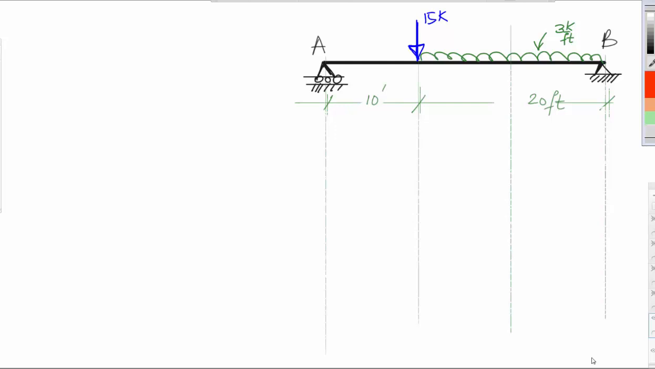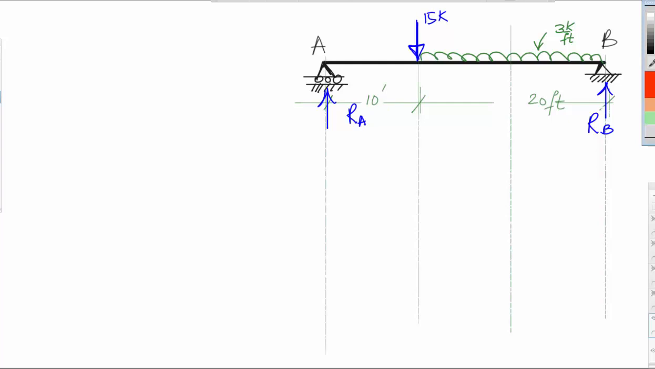In this example, we'll draw the shear force diagram and bending moment diagram. But first we need to calculate the reactions. And we have a reaction here, and the other reaction is here. This is RB, and this is RA.